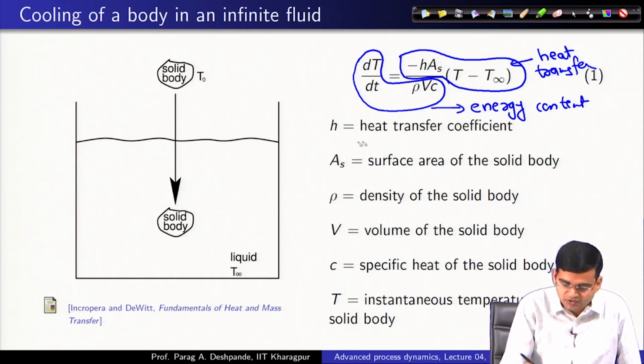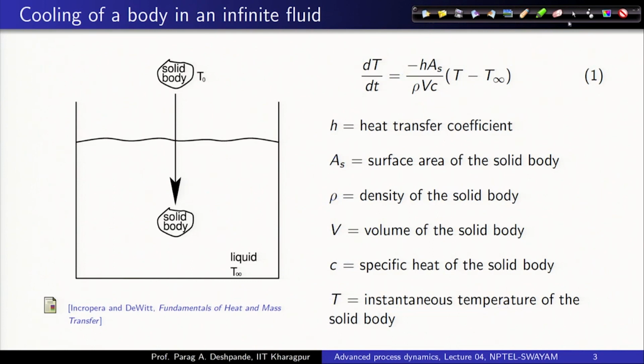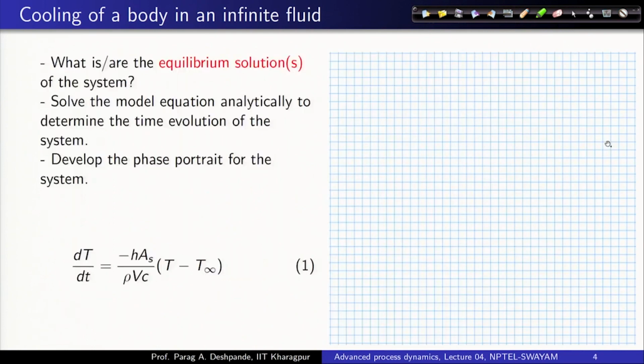So, h is the heat transfer coefficient, A s is the surface area of the body, rho is the density of the body, V is the volume of the body, C is the specific heat of the body, and it is important to know that T is the instantaneous temperature. So, the dynamical variable of interest in our case is T. T is a function of small t, which is time. Okay. So, now let us see what all can we analyze in this case.